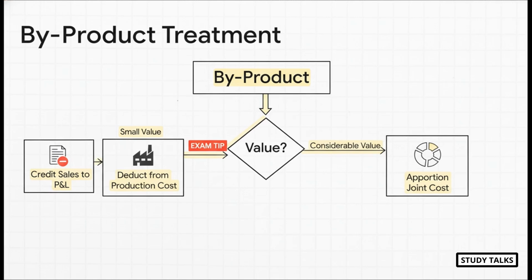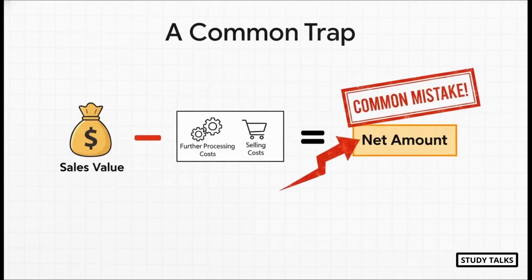But if the byproduct actually has considerable value, you can't just brush it aside. You have to treat it more like a mini joint product and actually give it a share of the joint cost. And here is one last trap where marks are frequently lost. If your byproduct needs some extra work before it can be sold, you absolutely must subtract those further processing and selling costs from its sales value first. You only ever use the net amount, the cash you actually get to keep, in your accounting. The examiner will give you the gross sales value, just hoping you'll use that number. You have to be sharper. Always calculate the net realization.